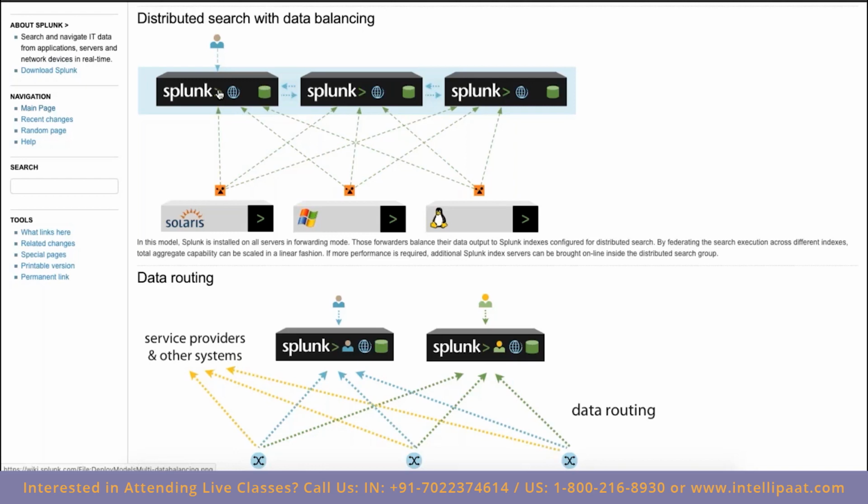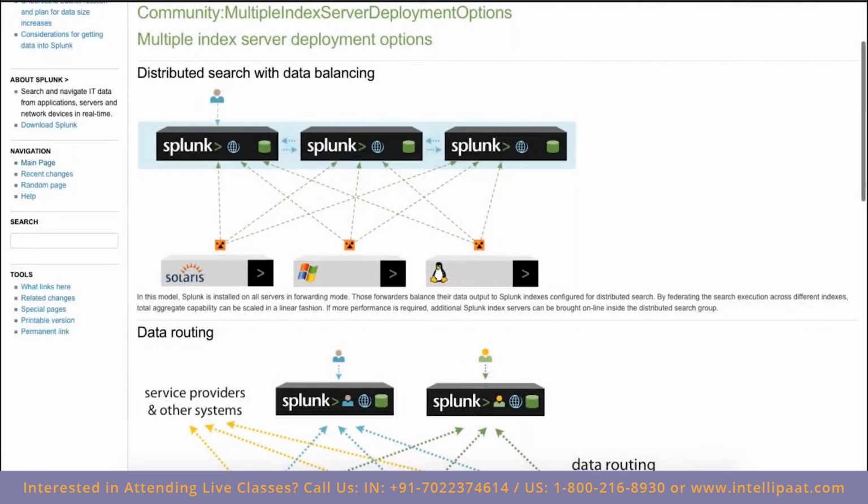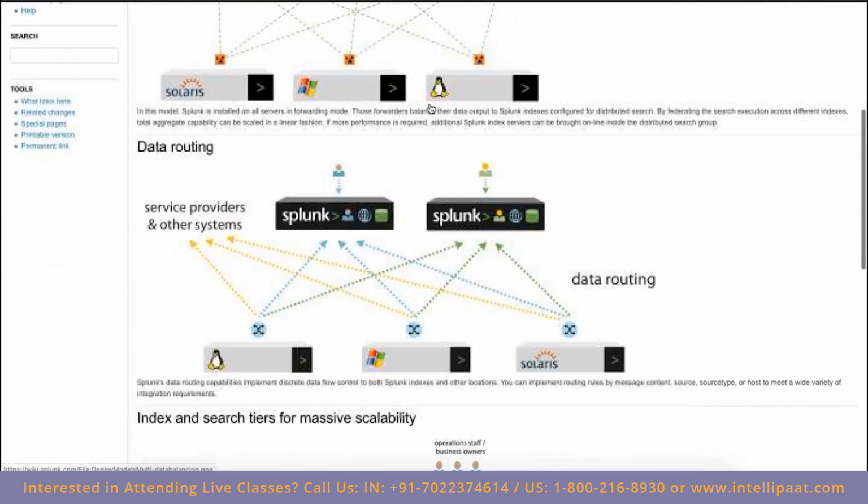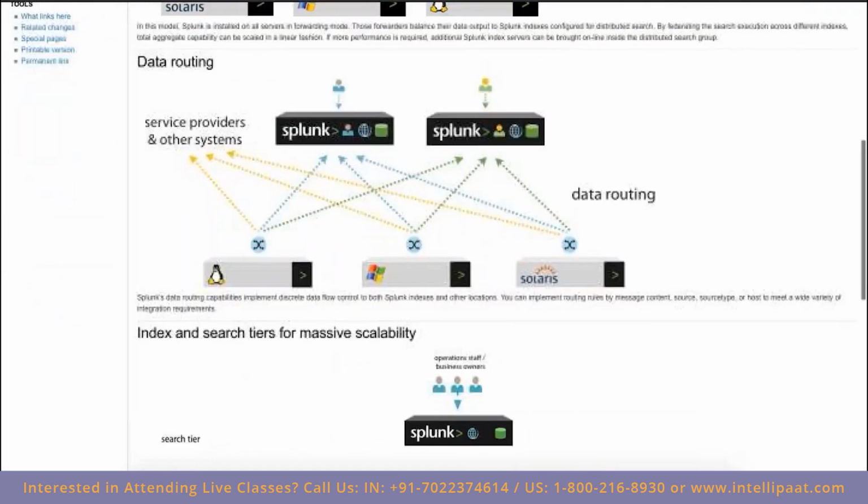So you can have the cluster done in a data balancing model, and next is data routing. In case of data routing, there will be data routers configured, where again there are multiple Splunks, and you could configure the respective, maybe different operating systems, that could route the data into this Splunk and the service providers and other systems too.